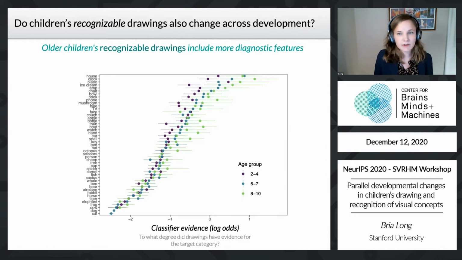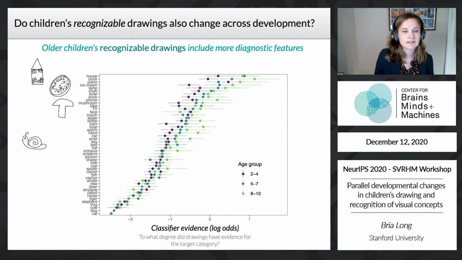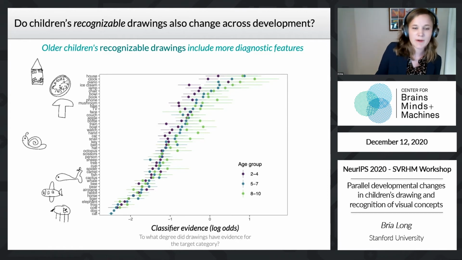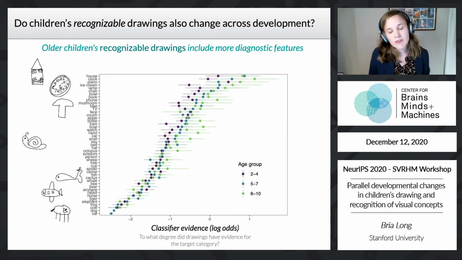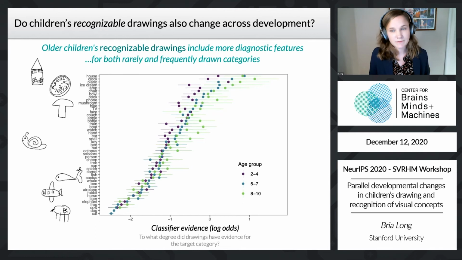When we look at the categories that are among the best versus the worst recognized, we can go up at the top. We have house, clock, mushrooms, snails, whales, airplanes, dogs at the very bottom. We can see that there really isn't an ordering by how frequently these items tend to be practiced or drawn by children. For example, clocks and mushrooms are among some of the best recognized categories, whereas dogs are among the worst. In other words, we see these effects for both rarely and frequently drawn categories.